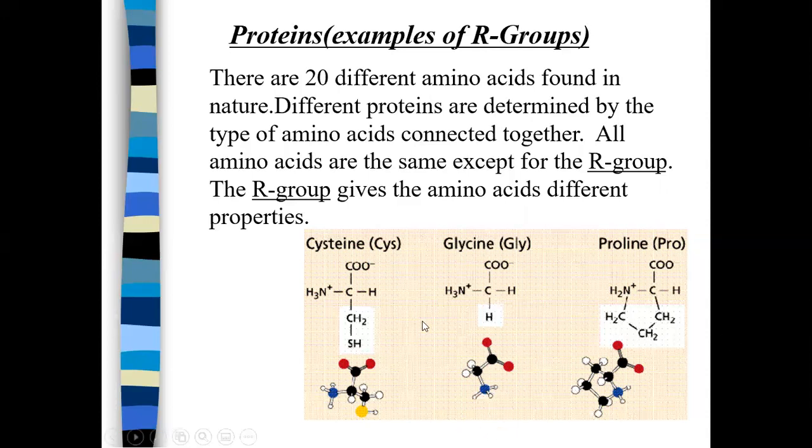For example, if we replace the R group by CH2 and SH, we obtain the amino acid cysteine. Similarly, if there is only H in place of R, the amino acid glycine is produced.